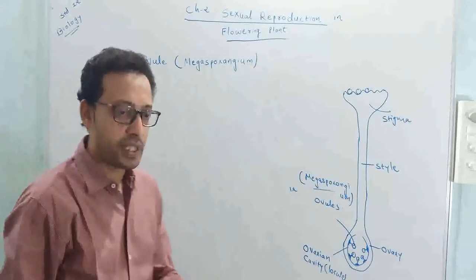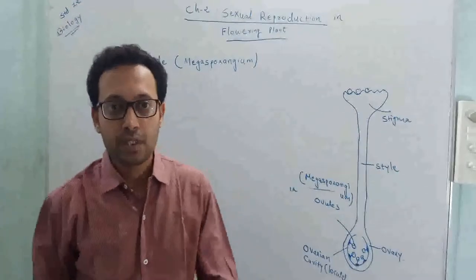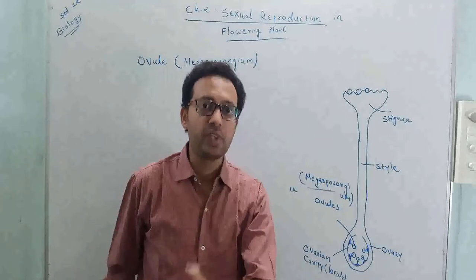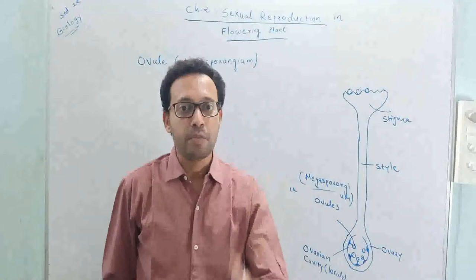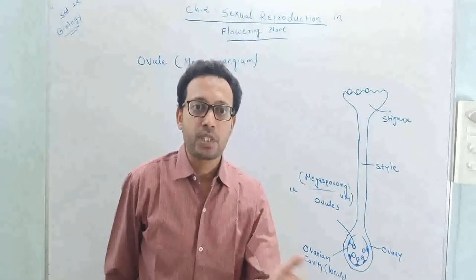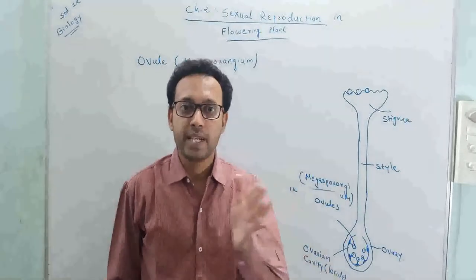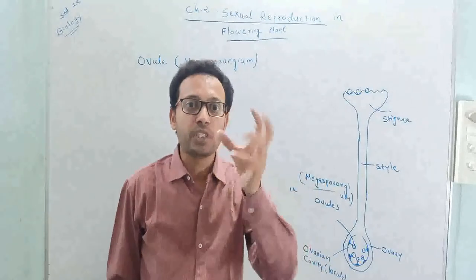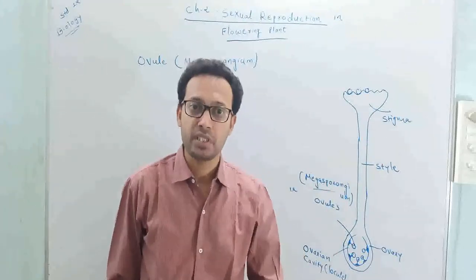Before I start, I want to remind you of the different names. What is another name for stamen? Stamen is called microsporophyll. What is another name for carpel? The carpel is called megasporophyll. The stamen produces microspores. The carpel produces megaspores. The stamen contains microsporangium, usually circular in outline, the structure of which we discussed in the previous session.